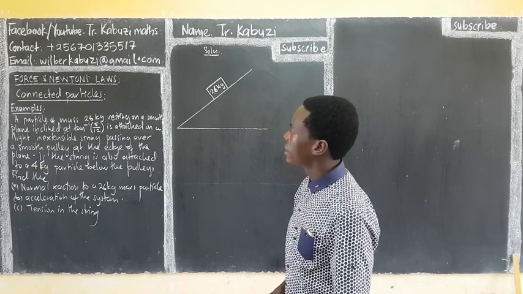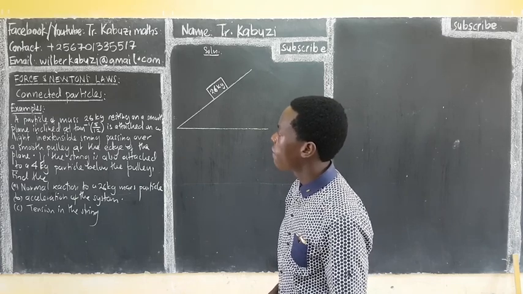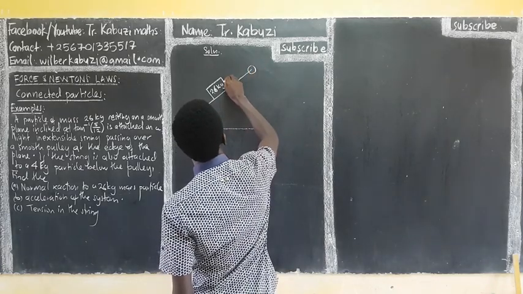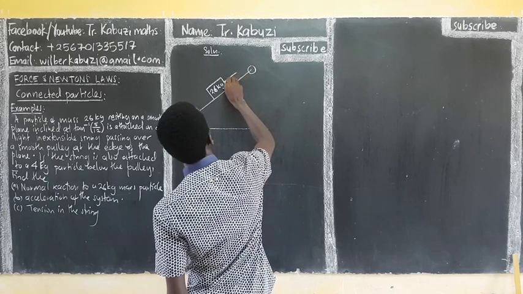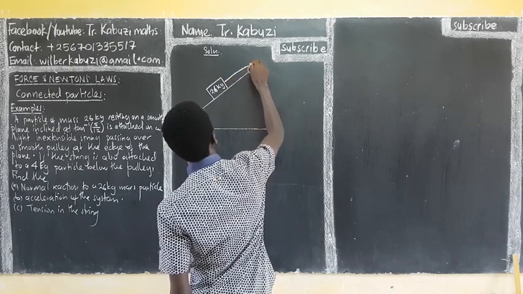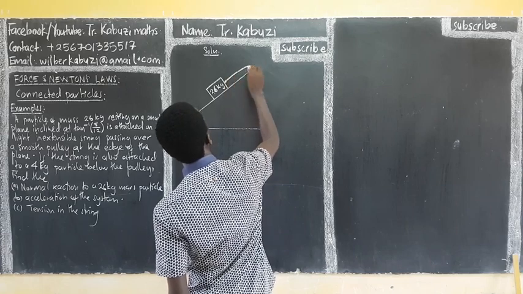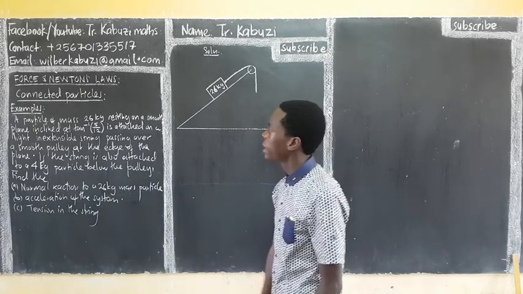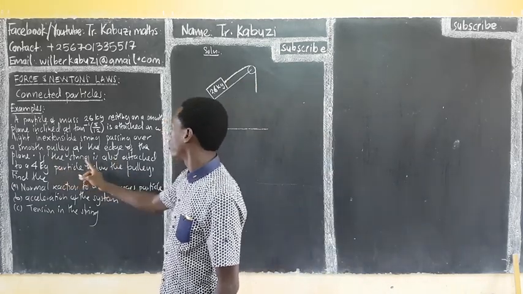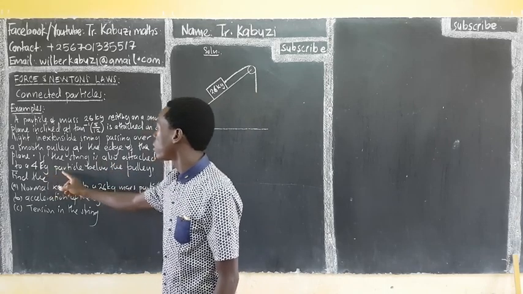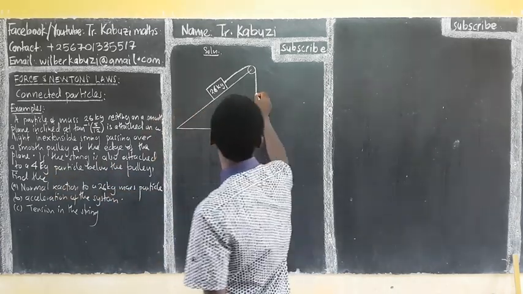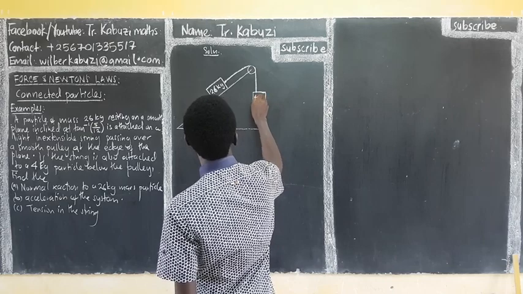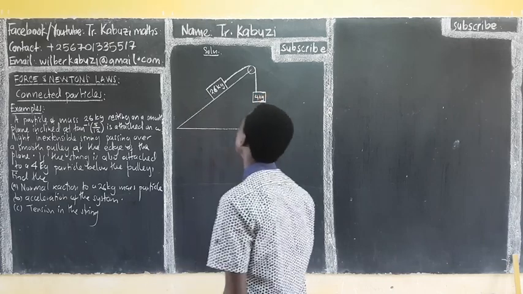It's attached to an inextensible string passing over a smooth pulley. So we have a pulley at the edge of this. Now this is attached onto that, passing over this pulley, as you can see. Then, of course, it will go like that. At the edge of the plane, the string is also attached to a 4 kilogram particle below the pulley. So there is a particle here of mass 4 kilograms.